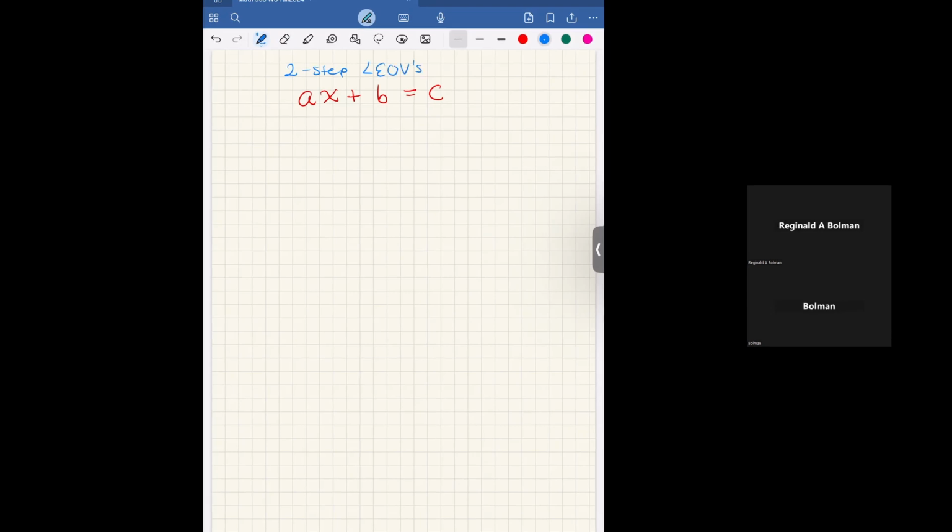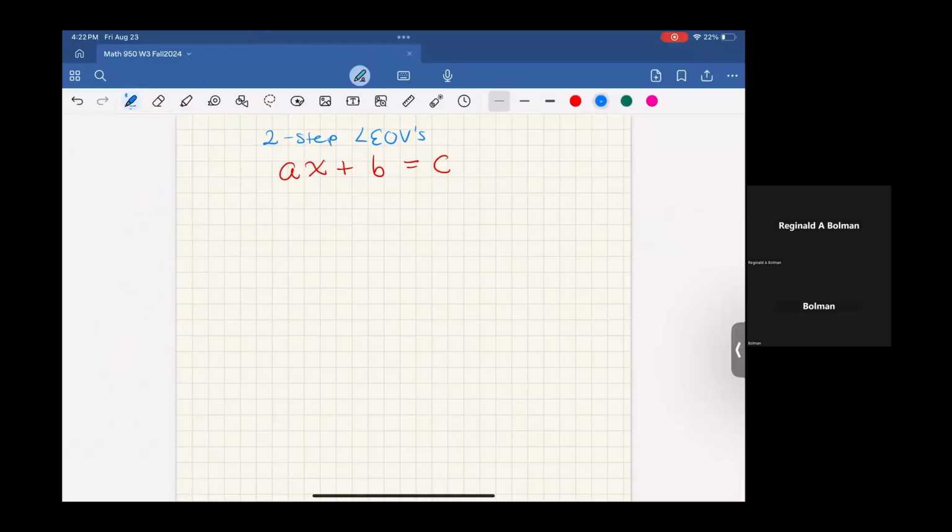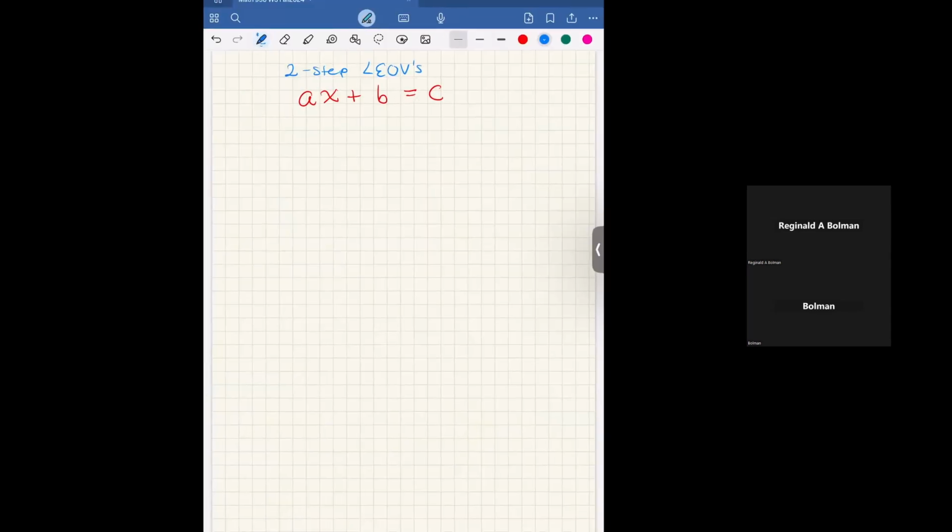If we want to start with solving two-step LEOVs, what we need to do is add the additive inverse of whatever's being added or subtracted from your a times x value. And you're going to do that on both sides of your equal sign.